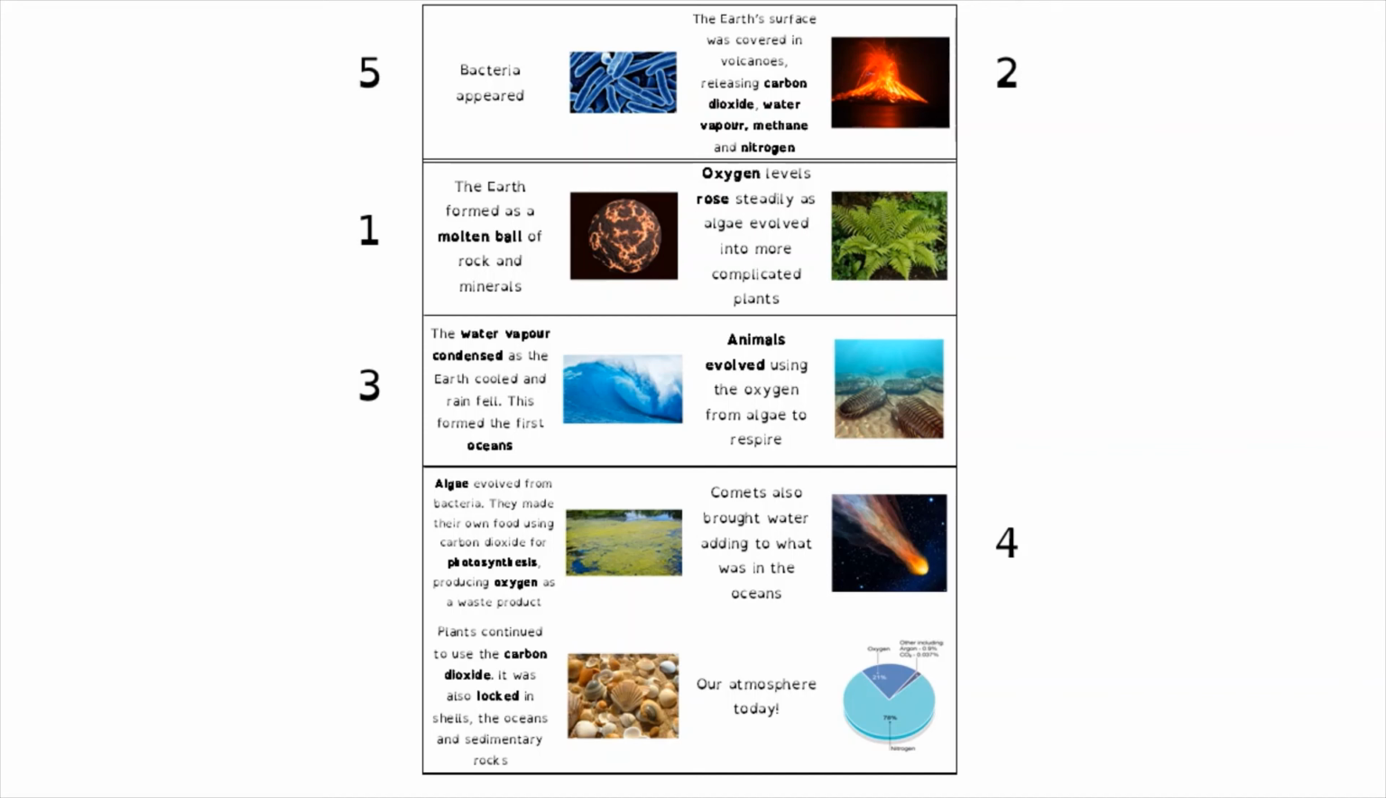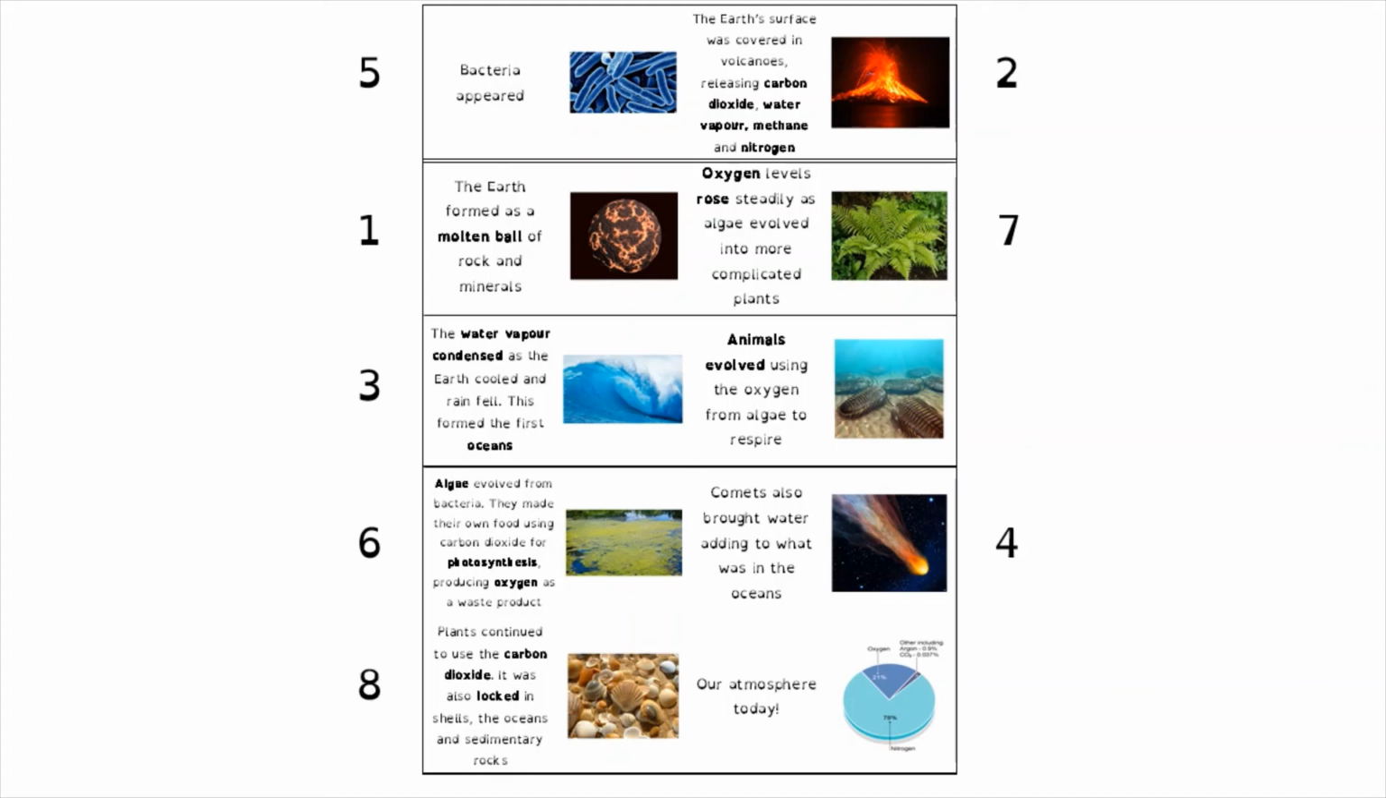Then we get bacteria appearing. Now, I didn't mention that in my little walkthrough just now, but hopefully you might work out that bacteria are far more simple than plants. So it was bacteria before algae. So algae evolved from bacteria. They made their own food using carbon dioxide for photosynthesis, producing oxygen as a waste product. Number 7 is oxygen levels rose steadily as algae evolved into more complicated plants, and that is a picture of a fern that you can see there.